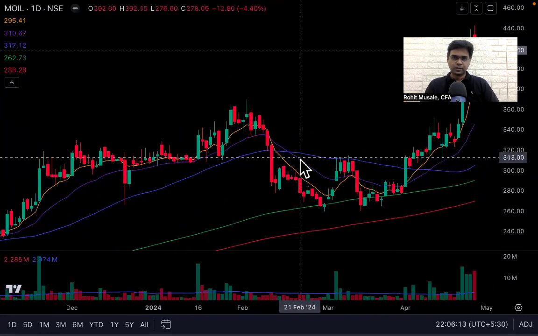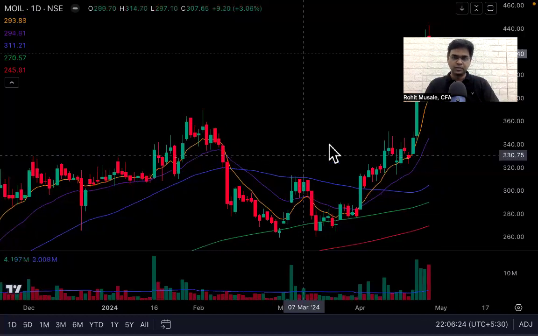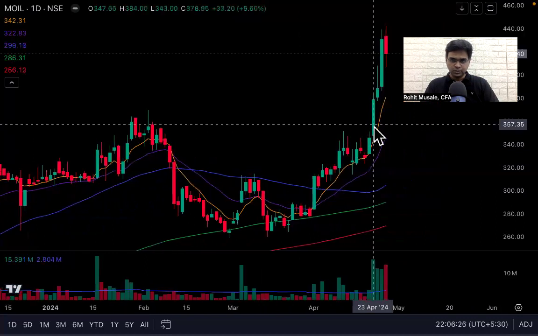Okay. I will discuss with you where I took the trade, where I kept the stop loss, where I kept the target, and how I executed the trade. I will discuss everything now. First, let us look at the base. I bought the stock on this day, which is 23rd of April.